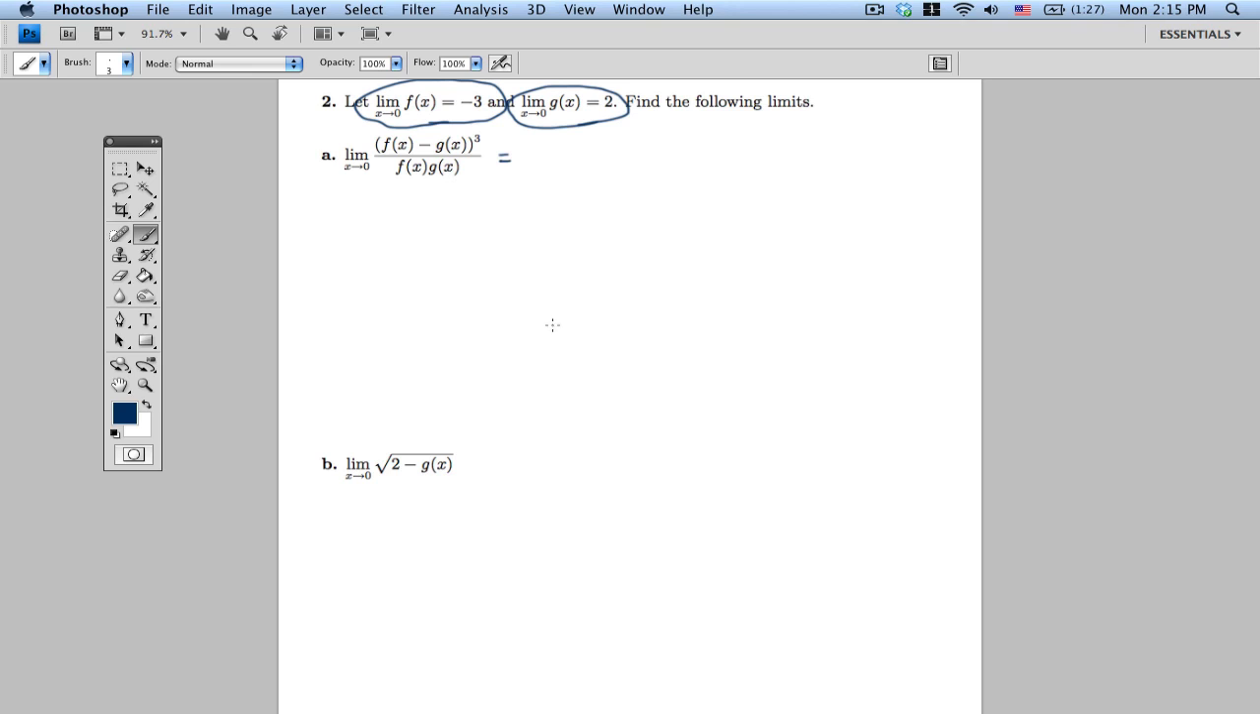So for part A, we have the limit as x goes to 0 of some stuff divided by some other stuff. And we know that so long as the bottom doesn't go to 0, we can split it into the limit of the top divided by the limit of the bottom. And that's exactly what we're going to do, because we have f times g in the bottom. We know that those limits aren't going to give us 0 when we multiply them together. So on top we've got the limit as x goes to 0 of f of x minus g of x all cubed. In the denominator, we've got the limit as x goes to 0 of f of x times g of x.